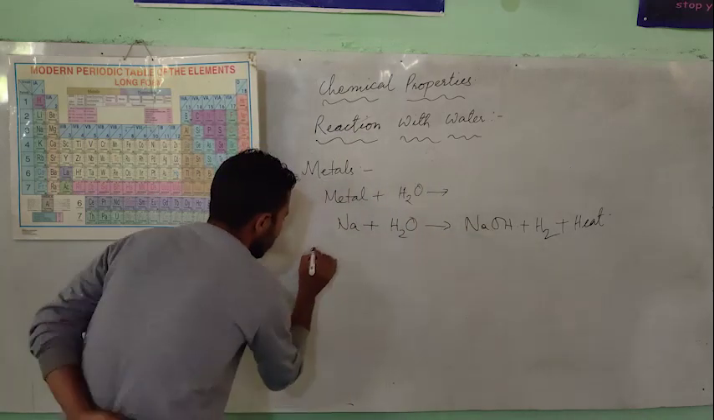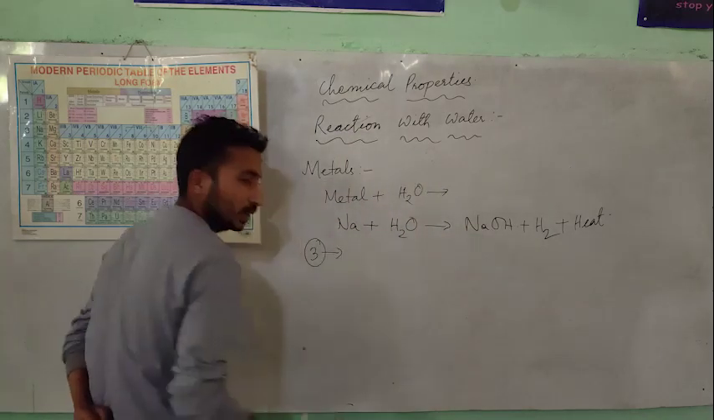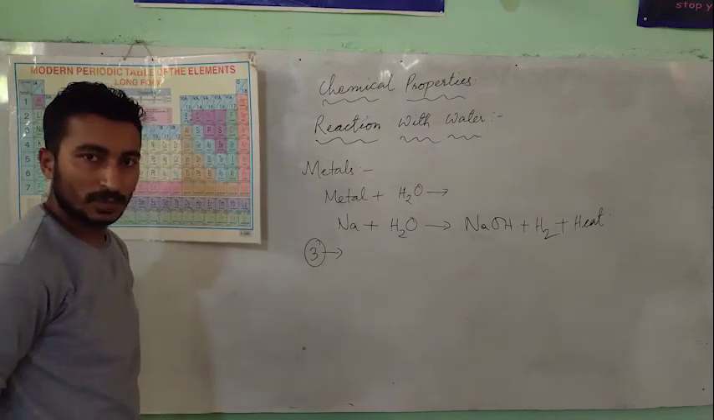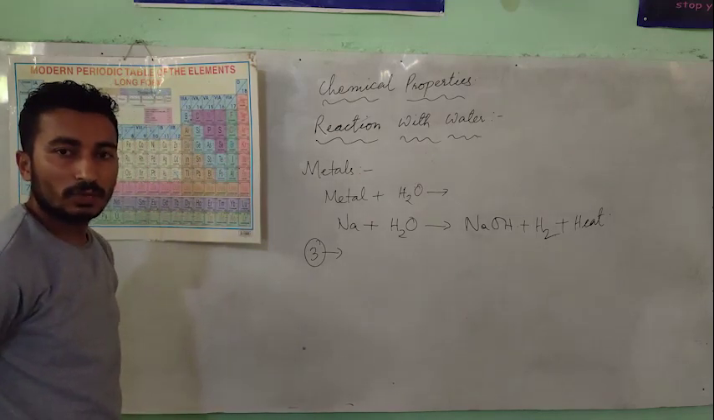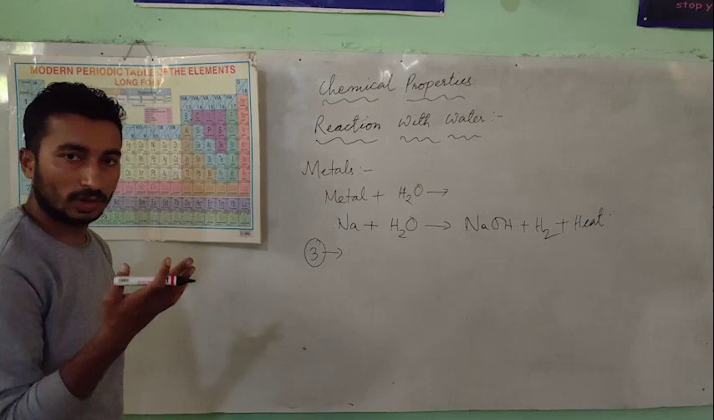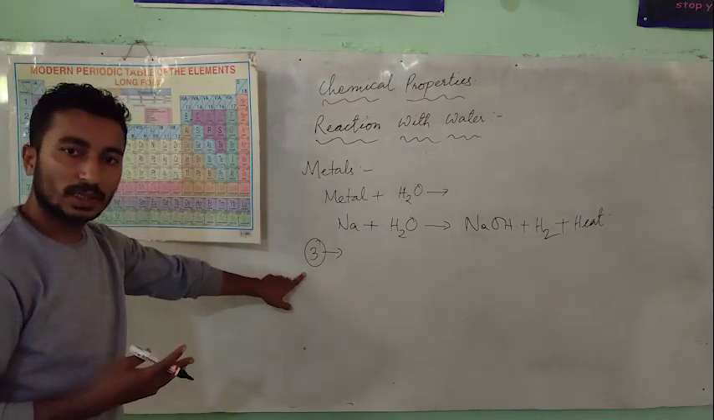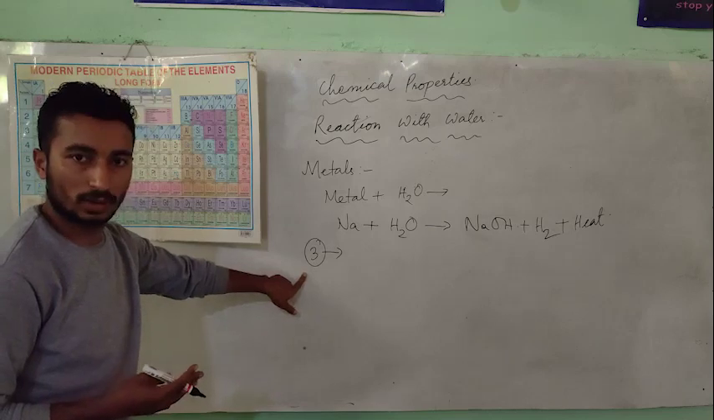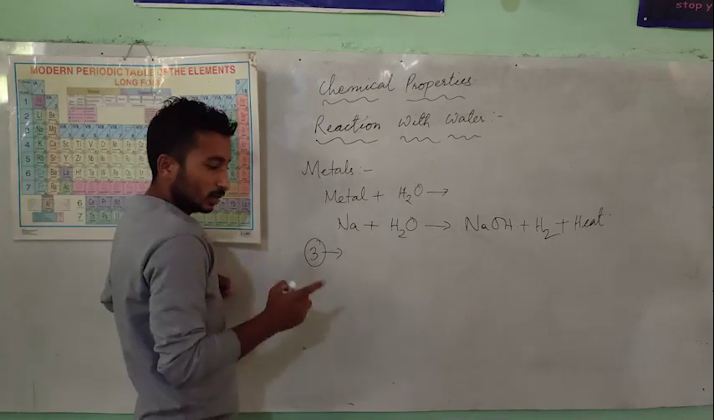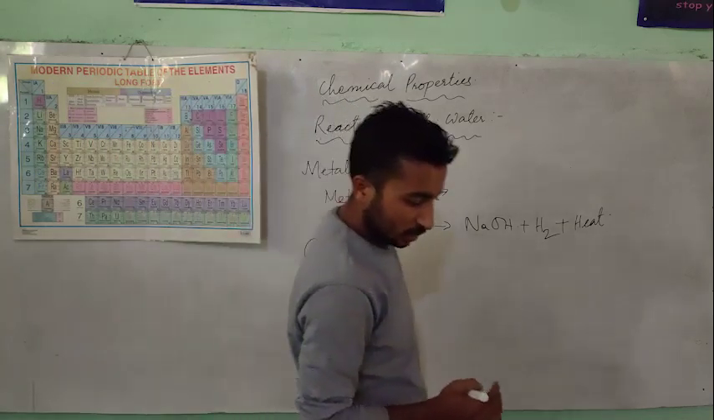There are three ways of reacting metal with water. But these metals will react with water only when they are hot. They will not react with water when they are cold. These metals will react with water only when they are hot. So it produces three important things.